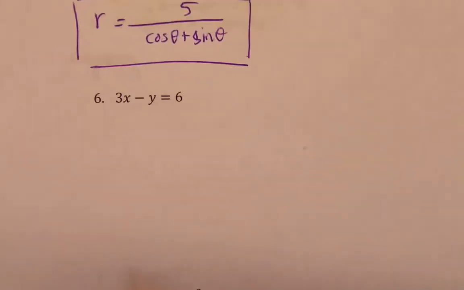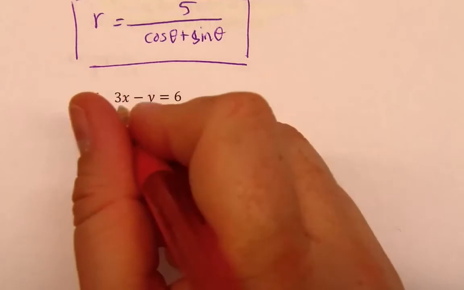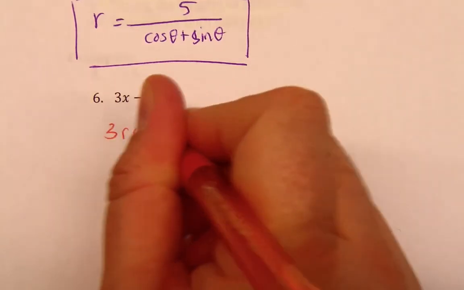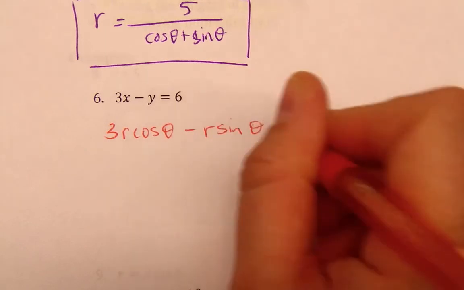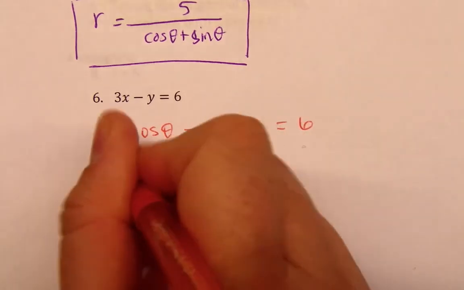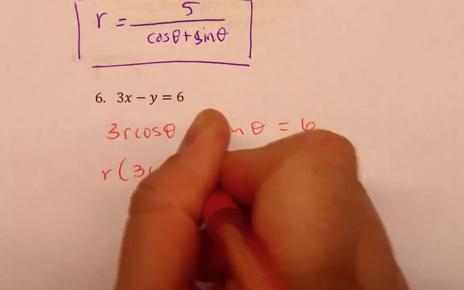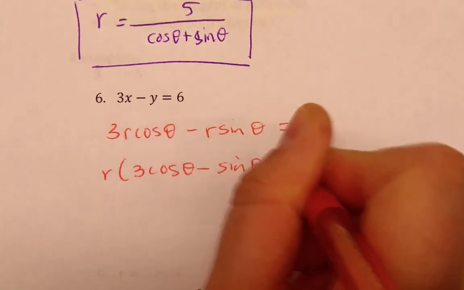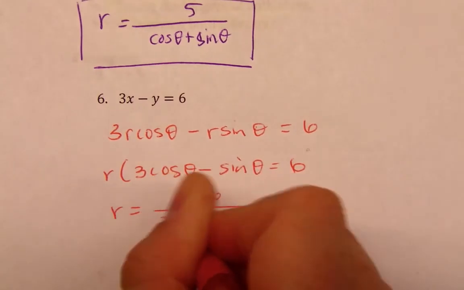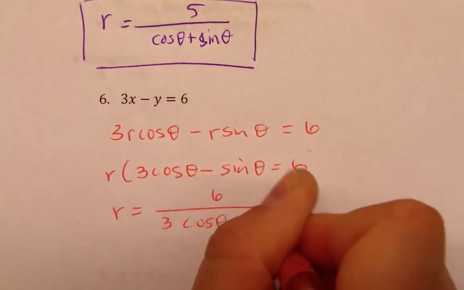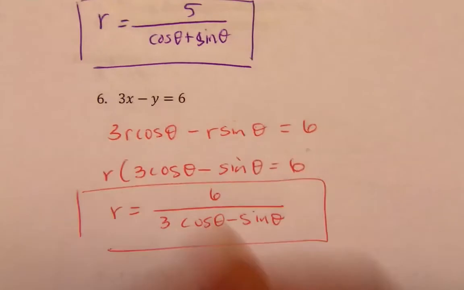Let's look at our next one. Again, we're replacing, so we have 3r cosine theta minus r sine theta equals 6. Pull out our r. And there's our equation.